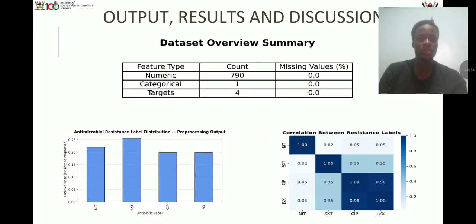Here I'm going to talk about the models and their evaluations plus the results. First, the results of data preprocessing, in which our dataset has 0 missing values, 790 numeric features, 1 categorical feature, and 4 targets, and the 4 targets are the antibiotics that were used. Below we have visualizations, one of the antimicrobial resistance label distribution and the processing output, and the other of the correlation between resistance labels.